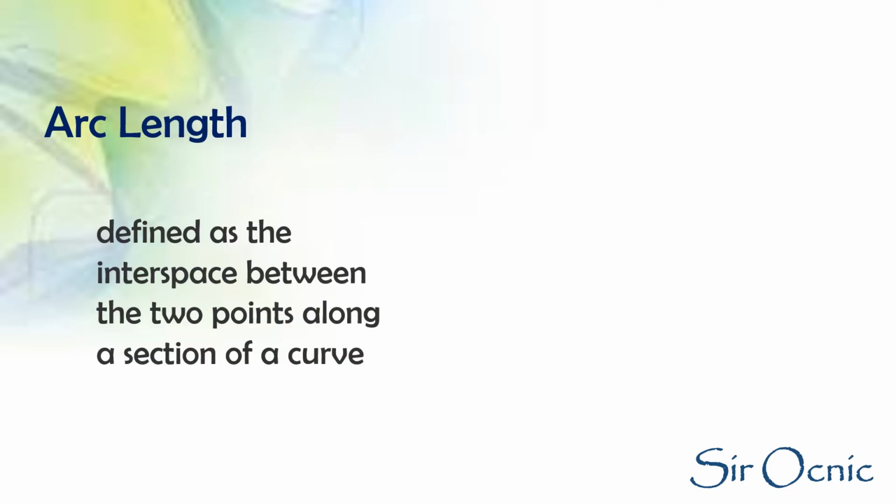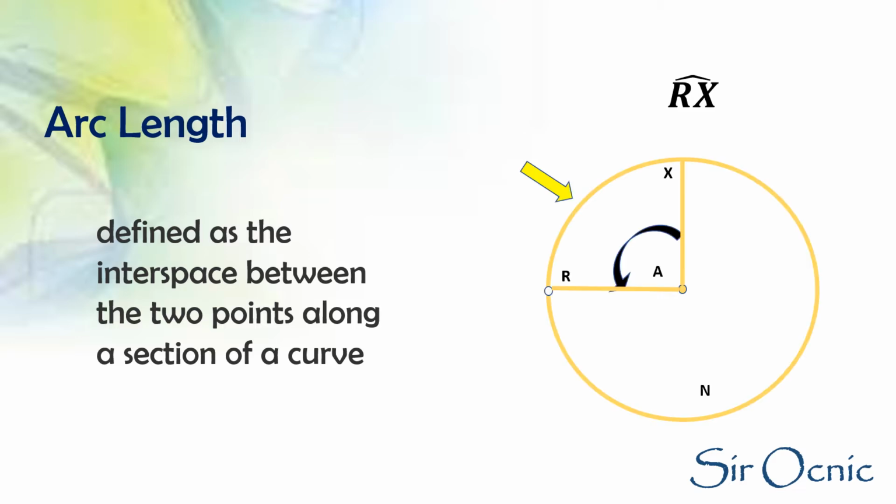Arc length is defined as the interspace between the 2 points along a section of a curve. In the given figure, RX is an arc. The length between point R and point X is the arc length of arc RX.